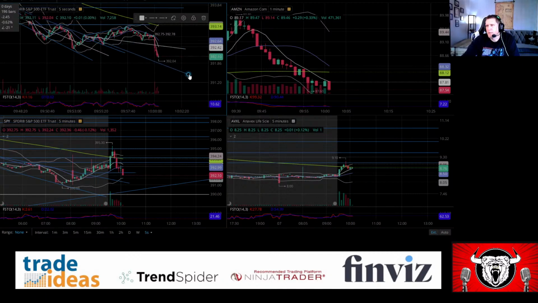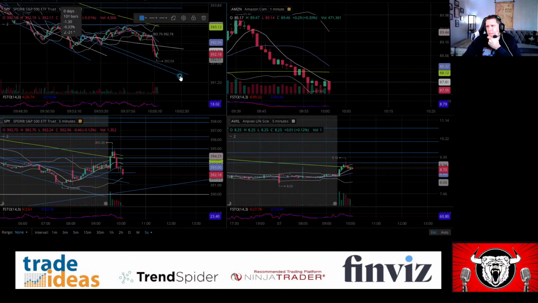Here's angular support extending this channel. That's a target. This is our base of the megaphone. This can be an extension.